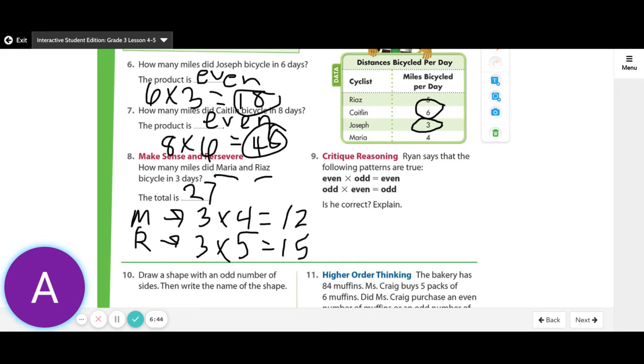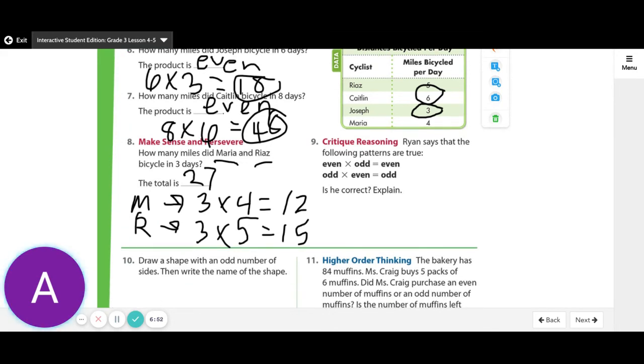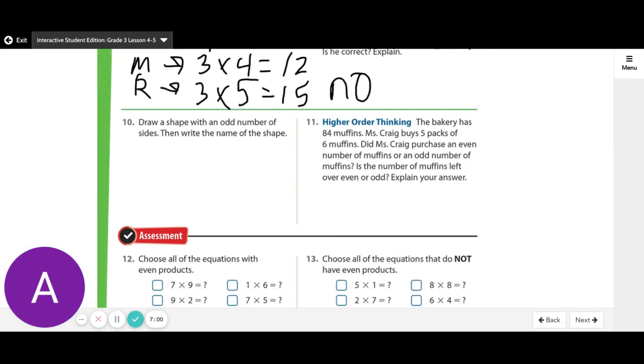Number 9, Ryan says that the following patterns are true. Even times odd equals even, and odd times even equals odd. He is incorrect. He is incorrect because when we are multiplying by even here, this product should be even. Remember, we only get an odd product if it's an odd times an odd. Number 10, draw a shape with an odd number of sides. So I think 1, I don't know a shape with 1. 3, oh, I know a triangle. 4 would be even. 5 would be odd, so I could also do a pentagon.